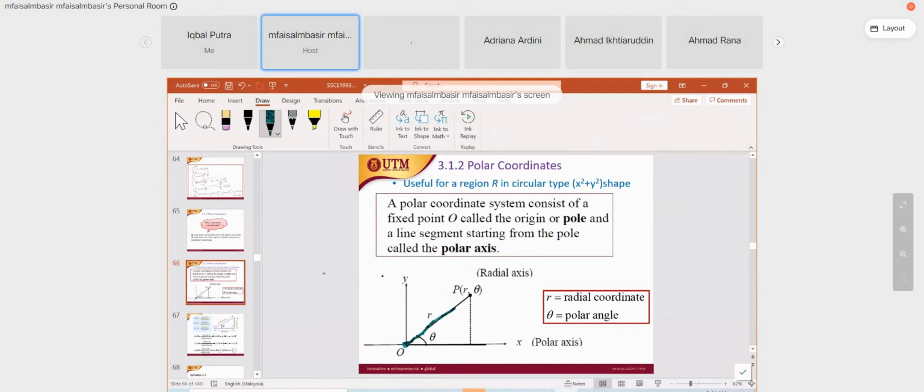For the limit for R for this region, this line will be from 0 to R. But not in all cases the limit will start from 0. I will show some examples. And the angle should start from the pole axis, which means the positive x-axis. They move anti-clockwise. R moves upward from the origin. So this is a tip.